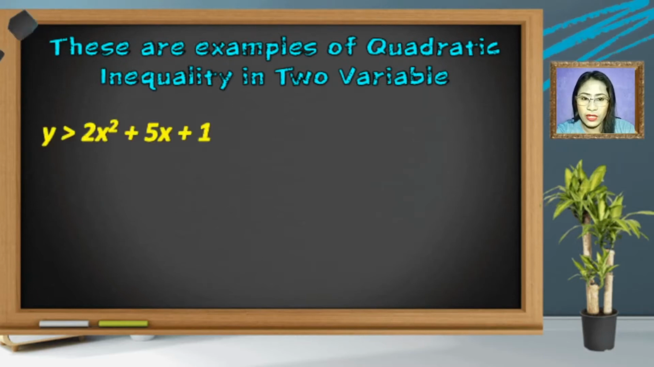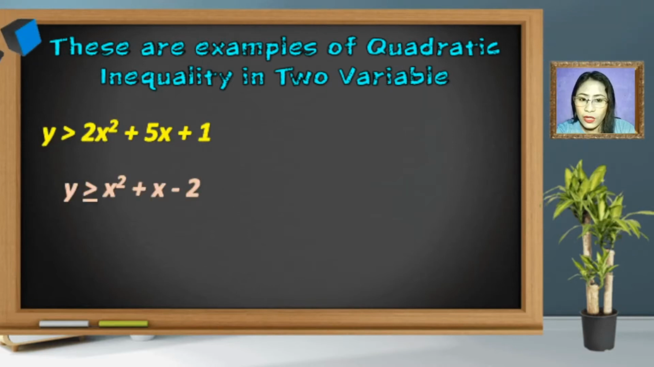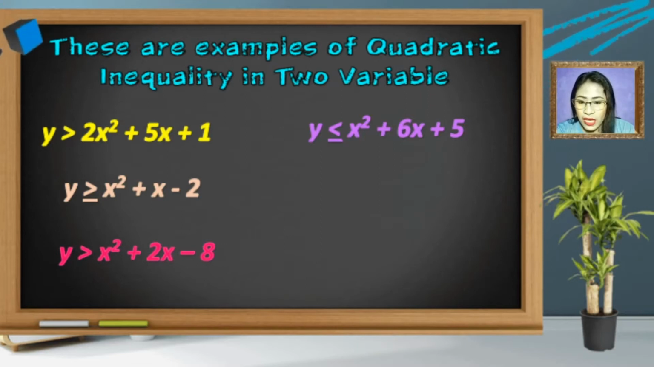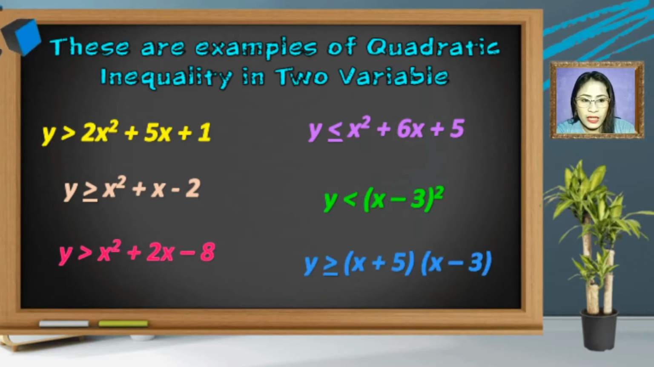We have y is greater than 2x squared plus 5x plus 1. We have y is greater than or equal to x squared plus x minus 2. We have y is equal to x squared plus 2x minus 8. And we have y is less than or equal to x squared plus 6x plus 5. And y is less than square of binomial x minus 3. And y is greater than or equal to x plus 5 times x minus 3.